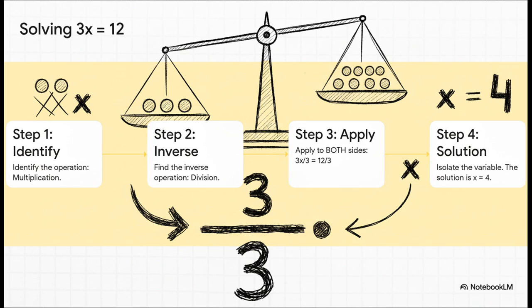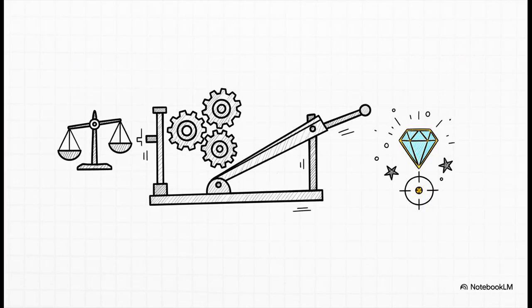On the left, the 3's cancel out. And on the right, 12 divided by 3 is 4. And boom, there it is. X equals 4. Balance maintained. Puzzle solved. And that's really the beauty of equations. It's just a clean, predictable process. You follow the rules of balance and you land on one single correct answer.